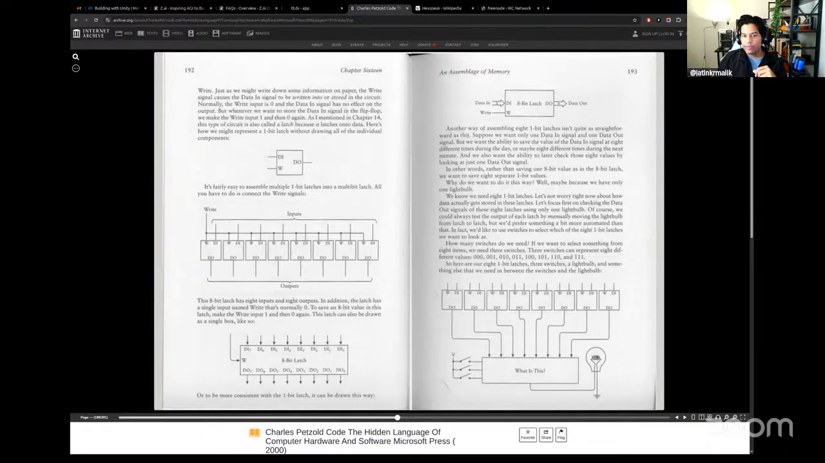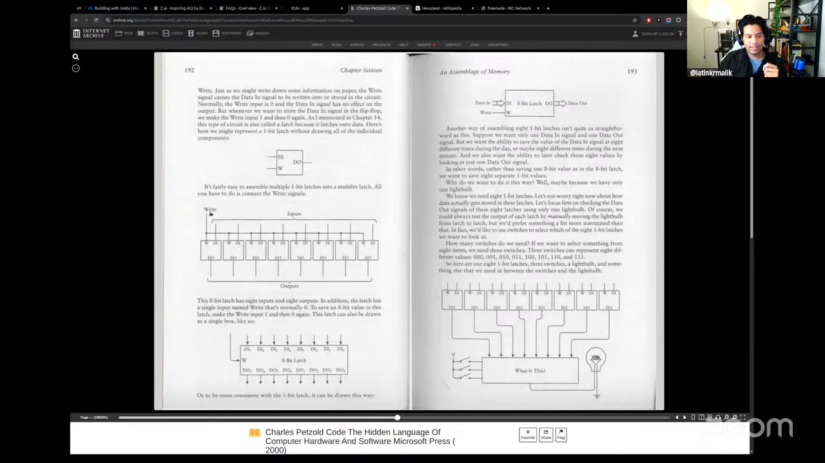Another way of assembling 8 1-bit latches isn't quite as straightforward as this. Suppose we only want one data in signal and one data out signal, but we want the ability to save the value of the data in signal at 8 different times during the day, or maybe 8 different times during the next minute. And we also want the ability to later check those 8 values by looking at just one data out signal. In other words, rather than saving one 8-bit value in an 8-bit latch, we want to save 8 separate 1-bit values. So then what would you do?